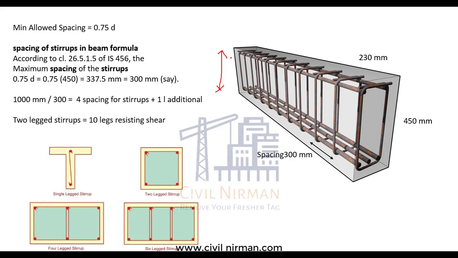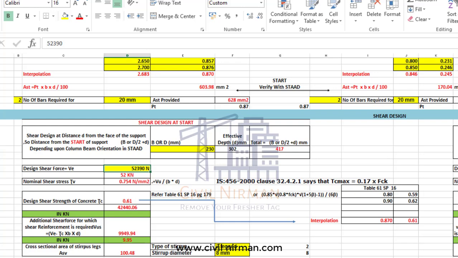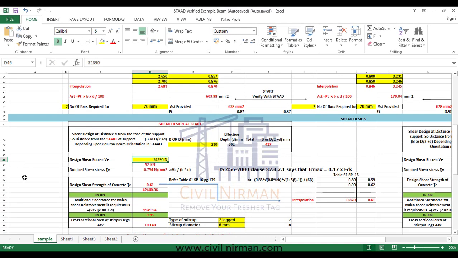So first of all we have to work out your shear capacity, which we call tau c. So let's go with that. Now see, what is tau c? Tau c is the value of design shear strength of concrete, okay? So first of all we will work out that. Either you can follow IS 456 or you can go with the SP16 table, okay?